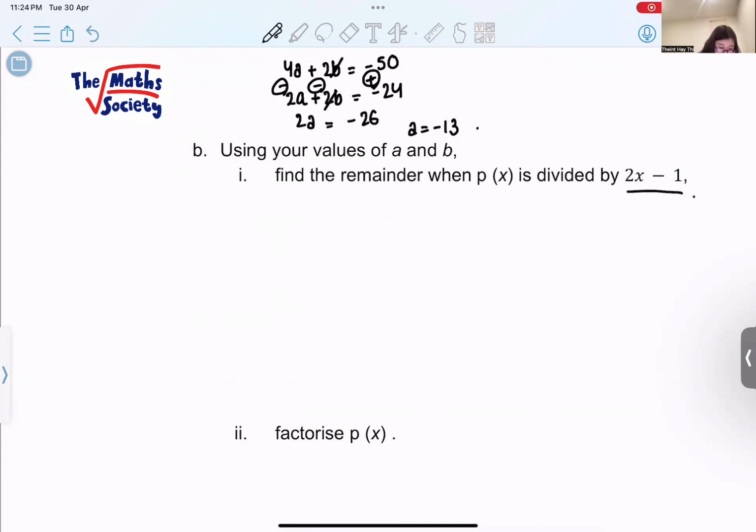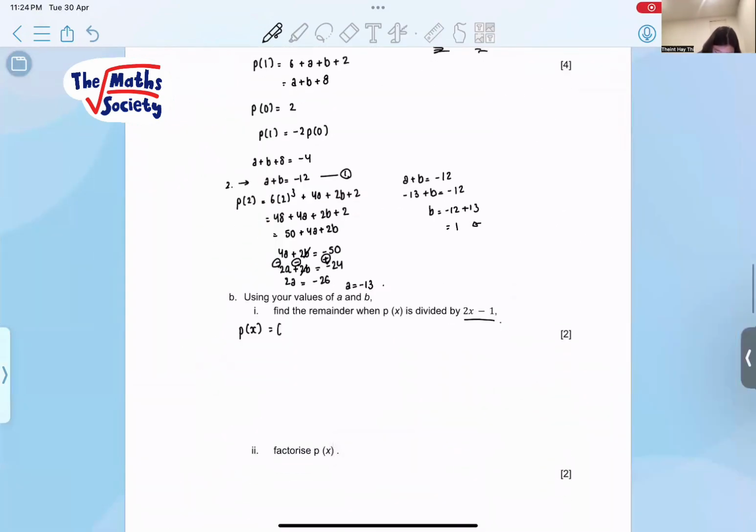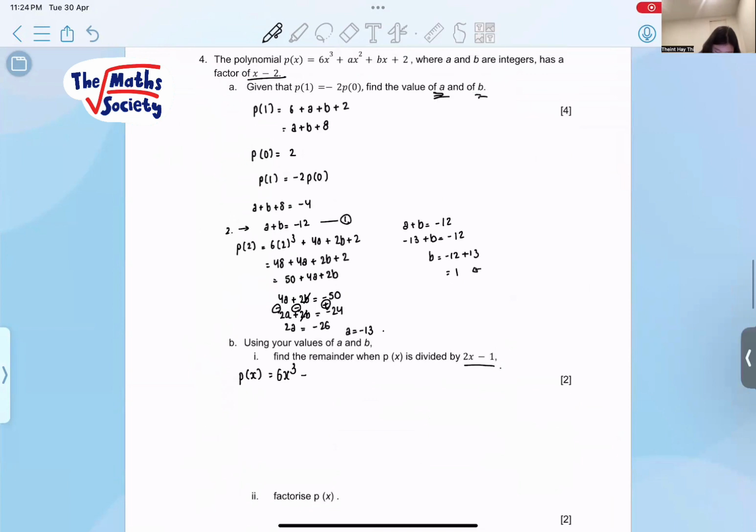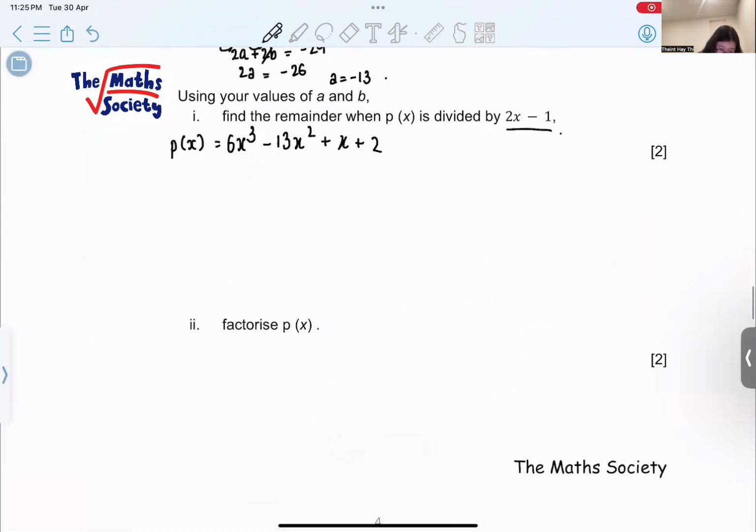So let's try to write out the p of x first. So p of x is equal to 6x cubed minus 13x squared plus b plus 2, which is x plus 2. And then just divide it by 1 by 2. 6 times 1 by 2 cubed minus 13 times 1 by 2 squared plus 1 by 2 plus 2.